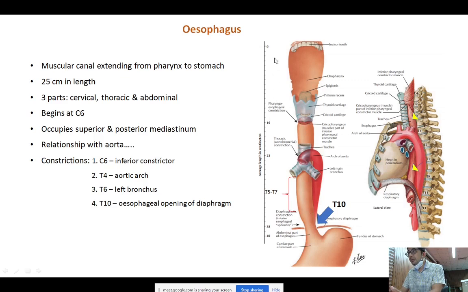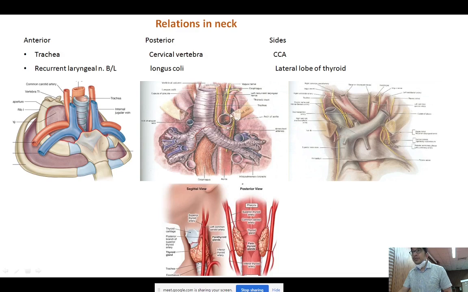Now why is this important? While inserting a tube inside the esophagus, the Ryle's tube, you should be knowing about the different constrictions of the esophagus. 16, or 15 in some books; 23, the second one, due to the aortic arch; 25, the third one, due to the left bronchus; and 38 to 40 where it enters the stomach, where it continues as the stomach through the opening in the diaphragm.